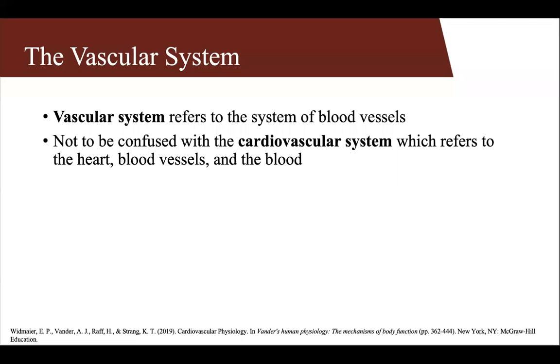I wanted to start off by defining the main system that arteries and veins belong to, which is the vascular system. The vascular system refers solely to the system of blood vessels, and I'll get into the specifics in just a second. I wanted to clarify because it can be quite confusing which systems we are talking about. For example, the cardiovascular system contains the heart, blood vessels, and the blood that flows through them. However, the vascular system and the cardiovascular system are often interchanged.